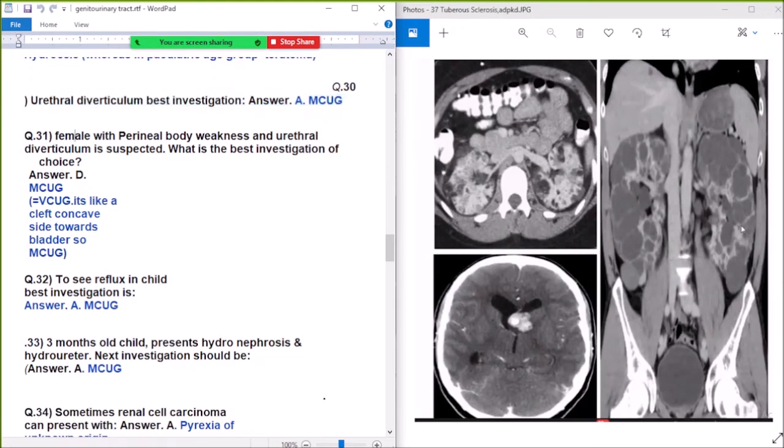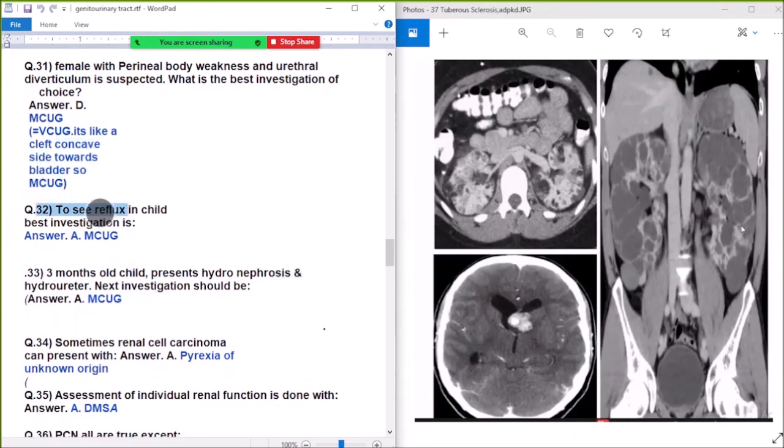Question number 31. Female with urethral diverticulum suspected. Investigation of choice: MCUG. MCUG is micturating cystourethrogram. It is the same as VCUG.